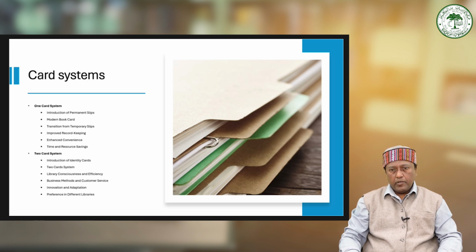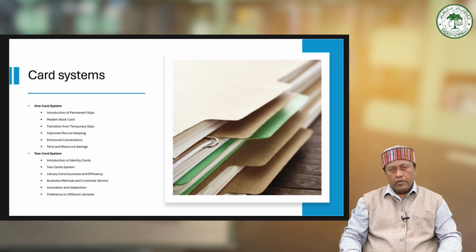As the library grew in popularity, the readers' interest increased. So librarians recognized the need for proper identification of both borrower and books. So identity cards for library patrons were introduced to ensure proper identification of the borrowers. So what are these two cards basically? The two cards involve issuing two separate cards for each book loan transaction, one for the book and one for the borrower.